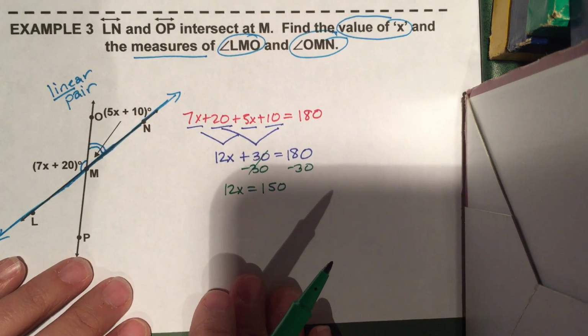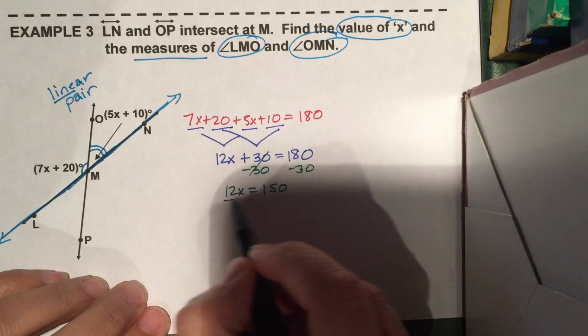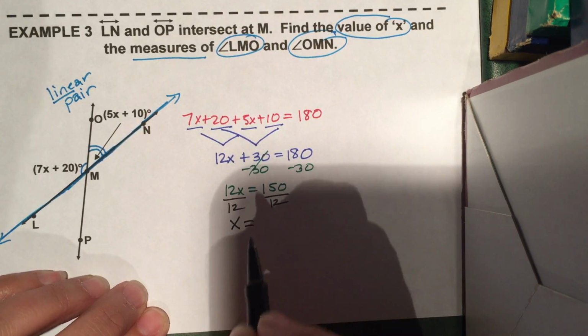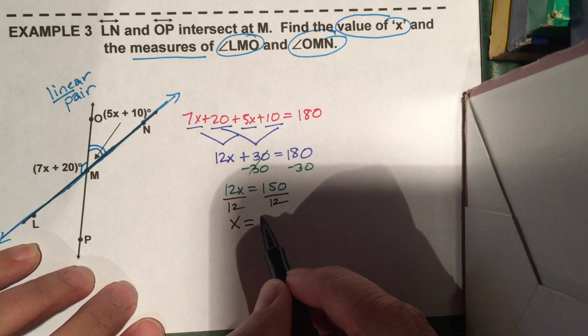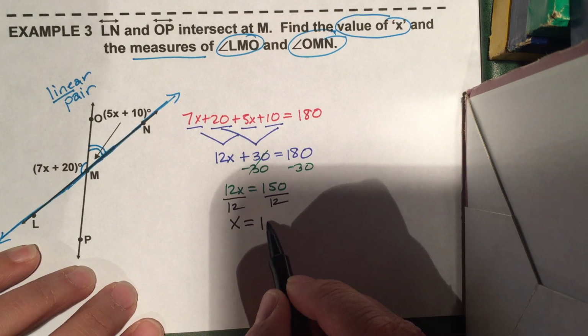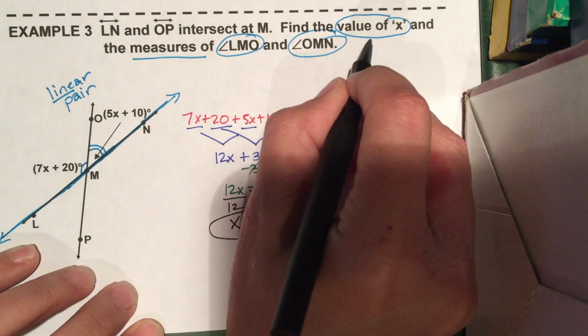And then my very last step to solve for x is to divide both sides by 12. So x will equal 150 divided by 12, and that's going to be 12.5. So 12.5 is your x value. So I found my x value.